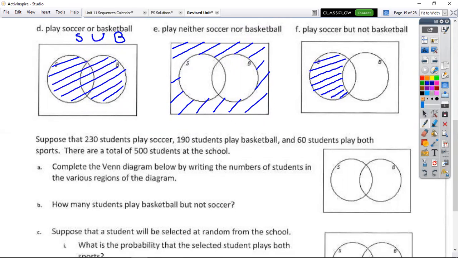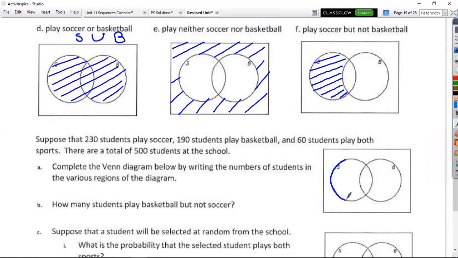So with that being said, 230 students play soccer. That means this entire circle with an S on it needs to add up to 230. Okay? Full circle is 230. Put that here just in case you want it. 190 full circle play basketball. We can't do anything with those yet. Let's find something more specific. 60 students play both. Where does that number go for sure? Yes. So this is what we start with.